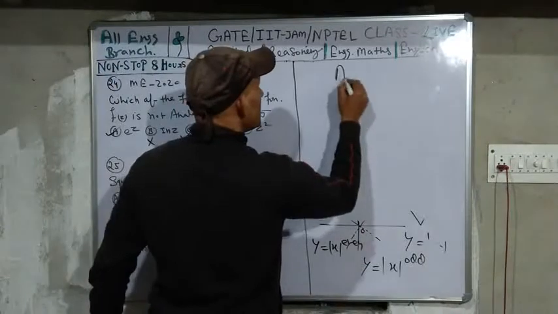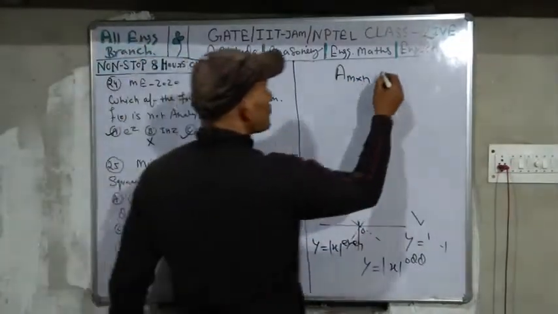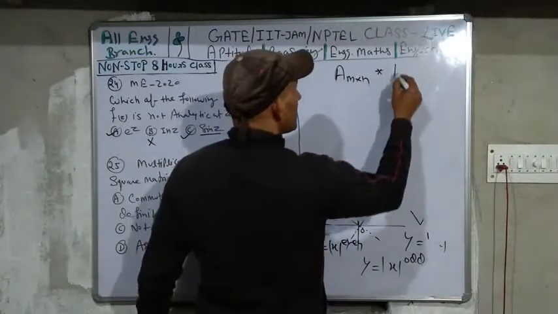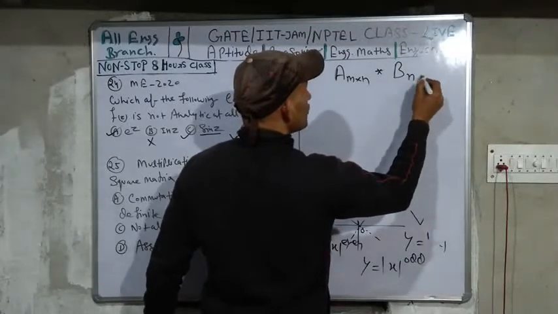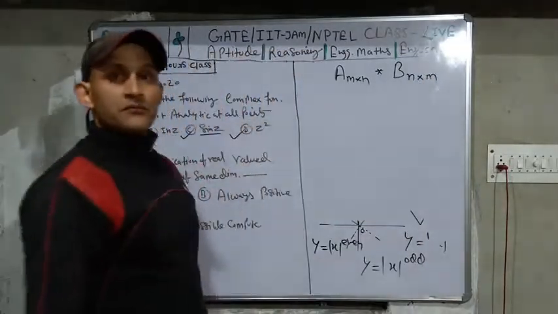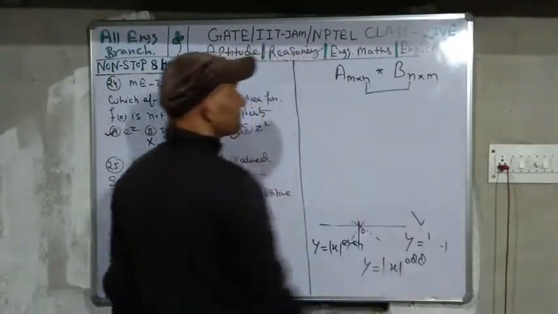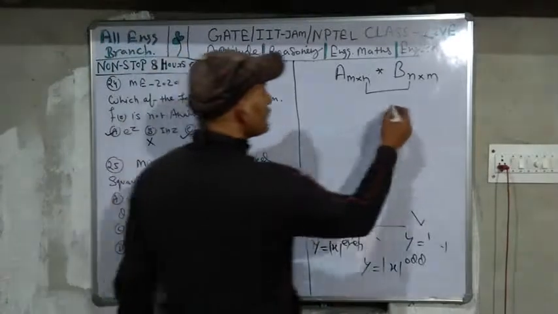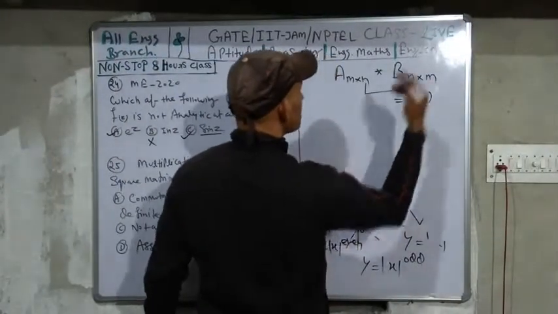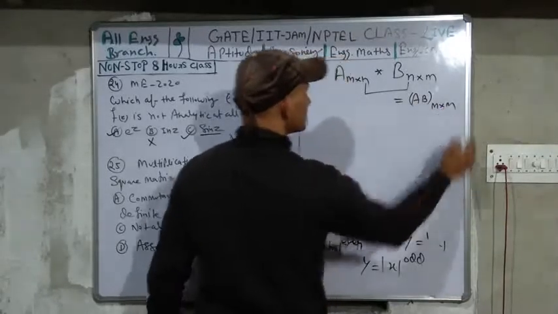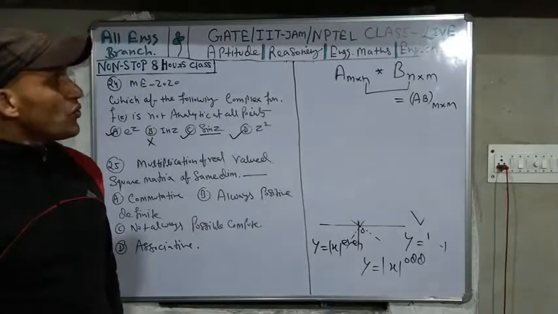If you have an m into n matrix, and suppose you want to multiply another matrix and its order is n into m, then you can compute, because this and this must be same. If you compute, then you will get AB, this is C suppose, and this is an m into m matrix. Okay, so this is the way to multiply.